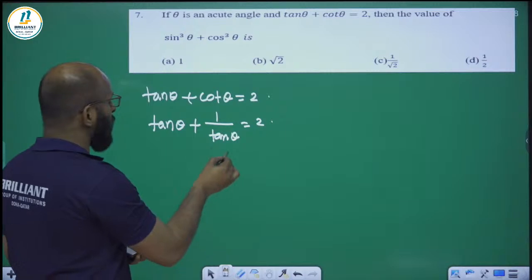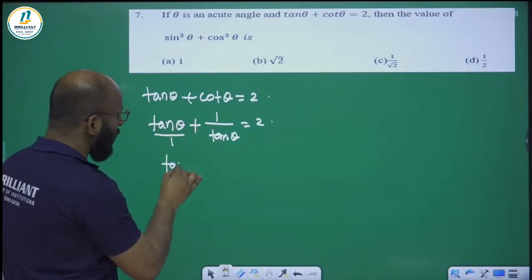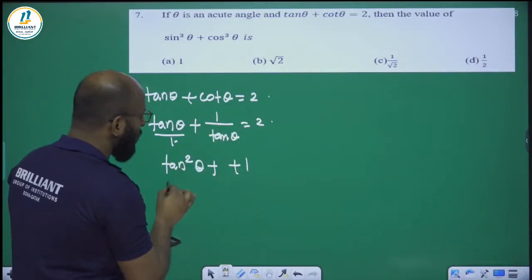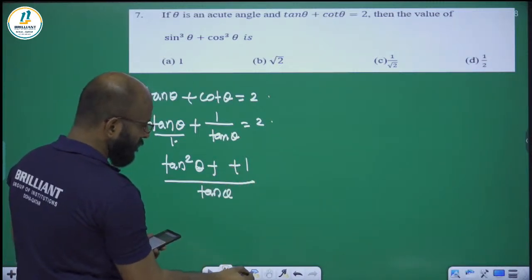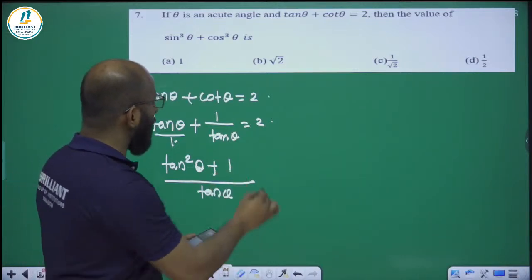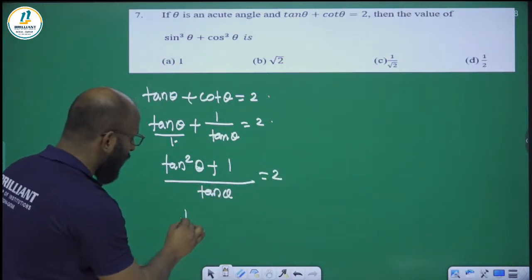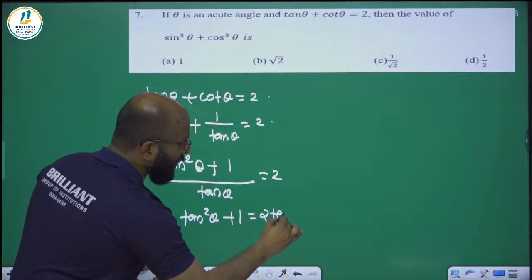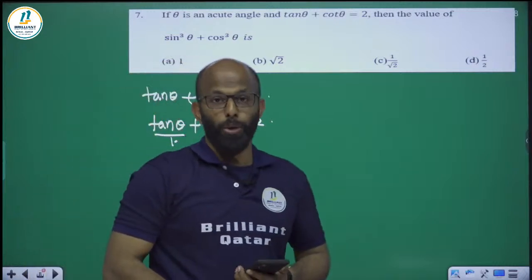We will cross multiply, or take the LCM. Tan theta into tan theta gives tan square theta, plus 1 into 1 is 1, divided by 1 into tan theta, which is tan theta. So tan square theta plus 1 divided by tan theta is equal to 2. Next step, we can shift this denominator tan theta to the right side. We'll get tan square theta plus 1 is equal to 2 tan theta.